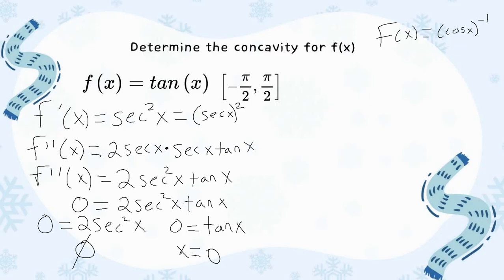Are we okay with that? Alright. So our endpoints are negative pi over 2 to pi over 2. That's the only part we have to worry about. And then our possible point of inflection is 0. Because remember, I still have to check if I change signs there. If we don't, then it's not actually a point of inflection.